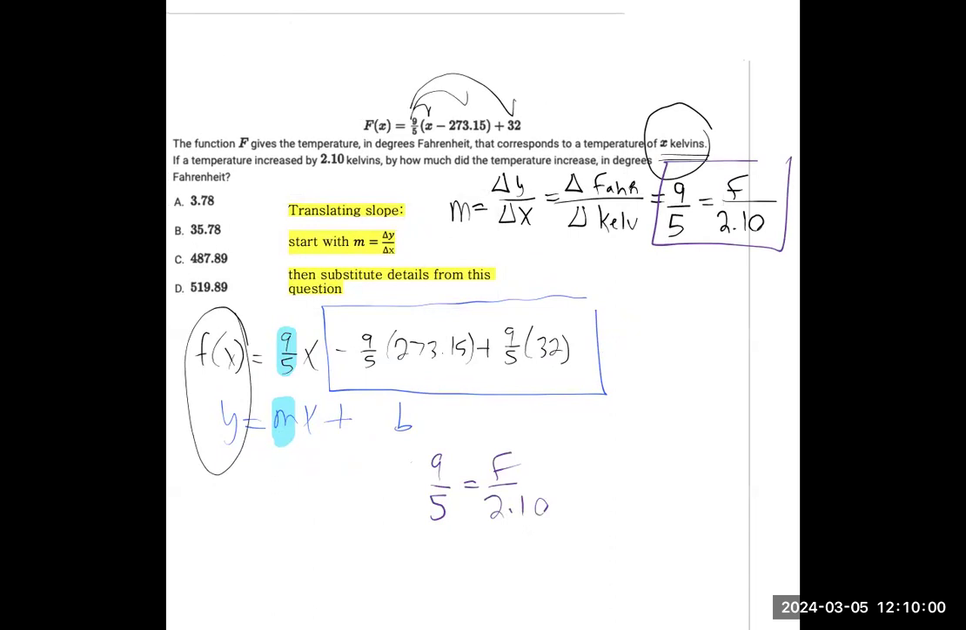So now we can cross multiply this. We can say 5 times F equals 9 times 2.1, which is 18.9. Now F is being multiplied by 5, so we should divide it by 5, and 18.9 divided by 5 is 3.78, and that matches answer choice A in this question.